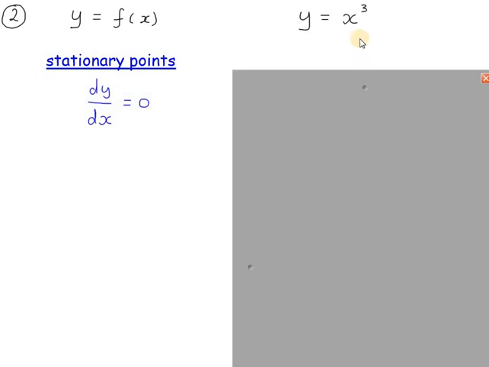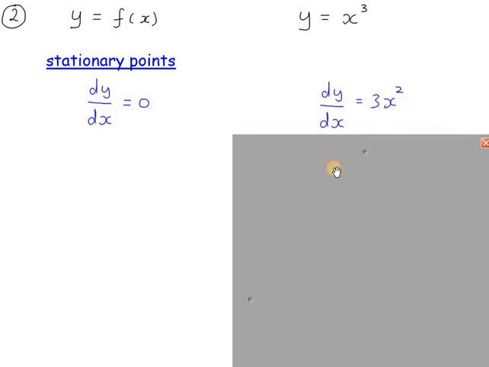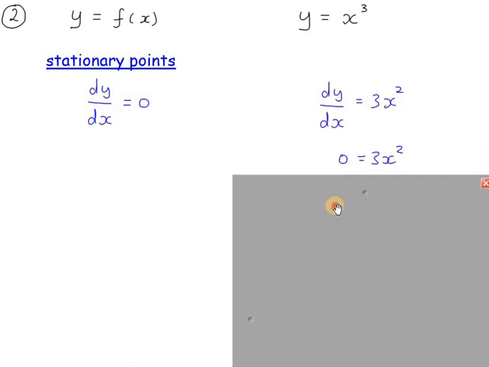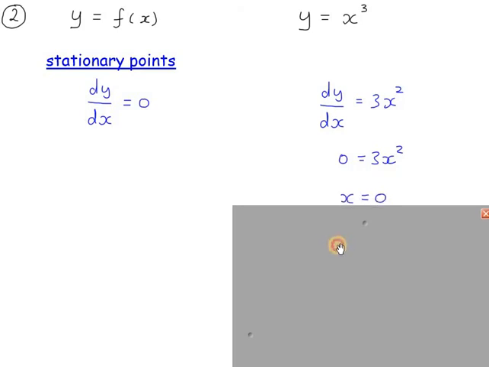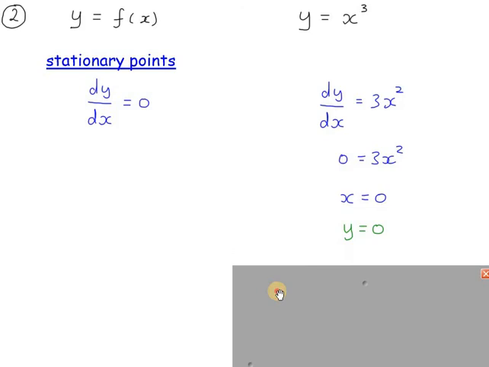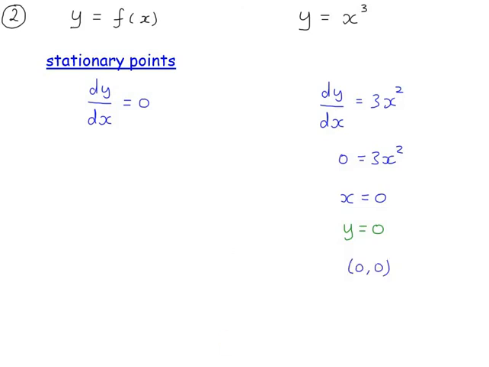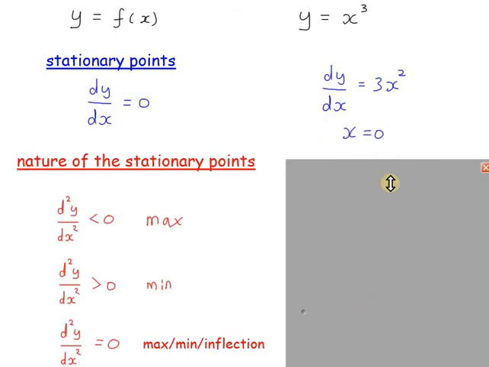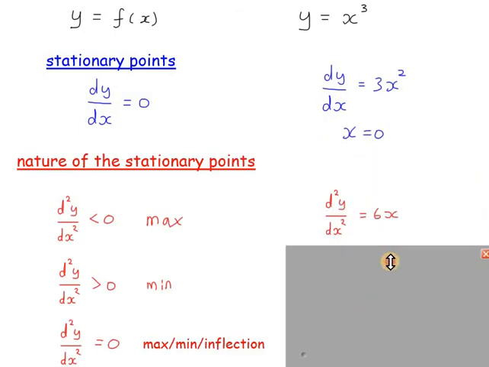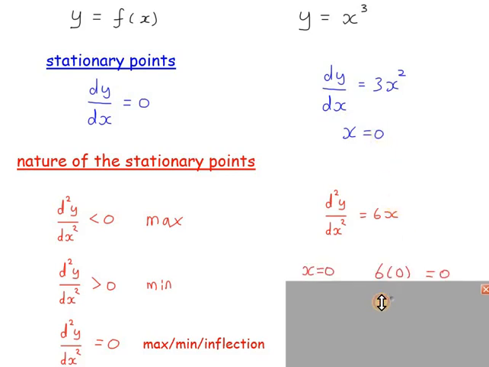Example 2, y equals x cubed. Differentiate, make the derivative equal to 0 for stationary points, solve, and substitute x equals 0 into the equation of the curve to get the y coordinate. So we have a single stationary point at the origin. For the nature of the point, second derivative: differentiate the 3x squared, substitute in x equals 0 into the second derivative, and we get 0, this condition.